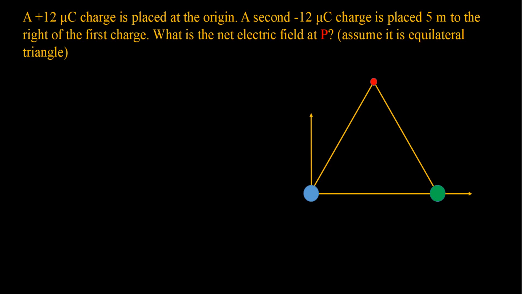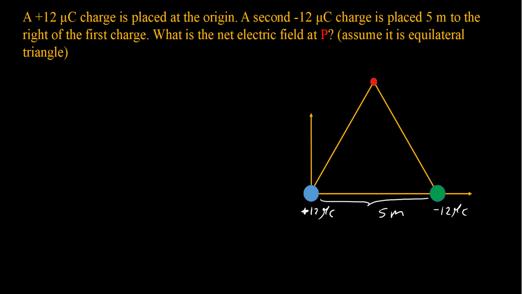Hello again. In this example, we have a positive 12 microcoulomb charge placed at the origin. A second negative 12 microcoulomb charge is placed 5 meters to the right of the first charge, which means this is our positive 12 microcoulomb. That's a negative 12 microcoulomb, and the distance here is 5 meters.